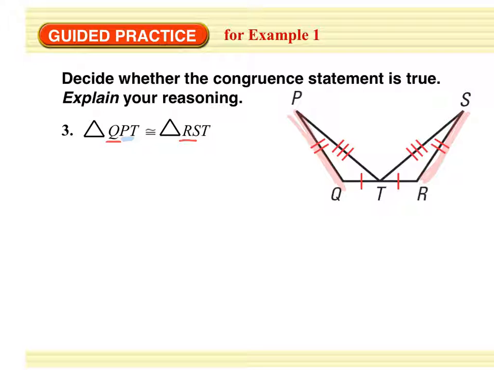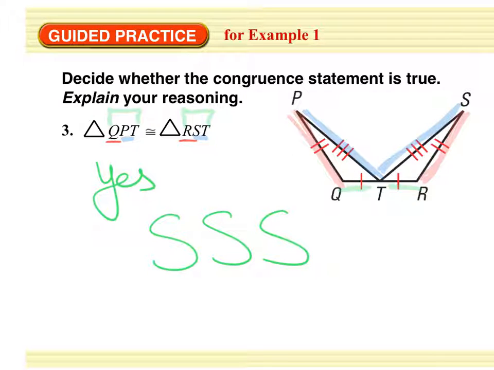Then PT, the last 2, and ST. PT has 3, ST has 3. And then if I go for QT, first and last, and it matches TR. So everything looks good. So again, you can say yes, and your reason again is side, side, side.